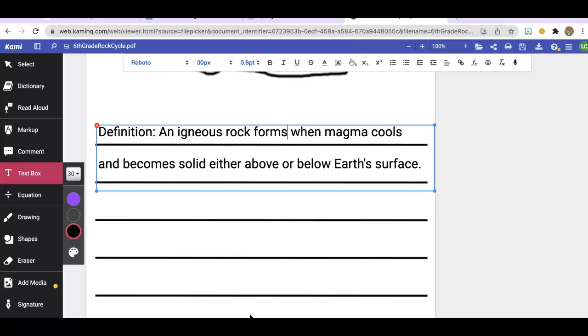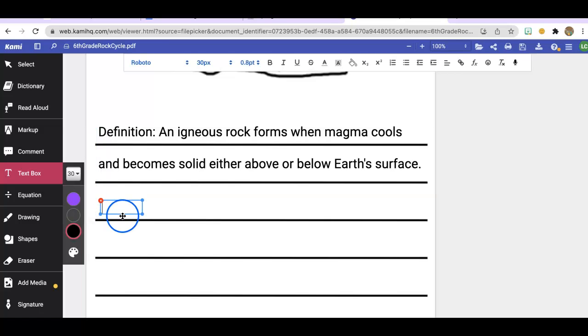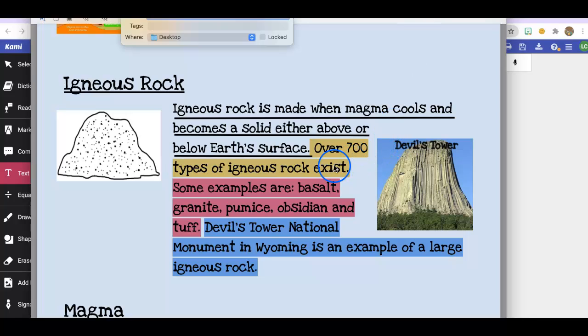So before we start with the facts, if you need to pause, please do that. Okay. So I'm going to come down to the next available line. And I'm going to type fact, not fast, fact 1. That means you need to write the words fact and the number 1. Let's go back to our reading. The first thing I see that's a fact says over 700 types of igneous rock exist.